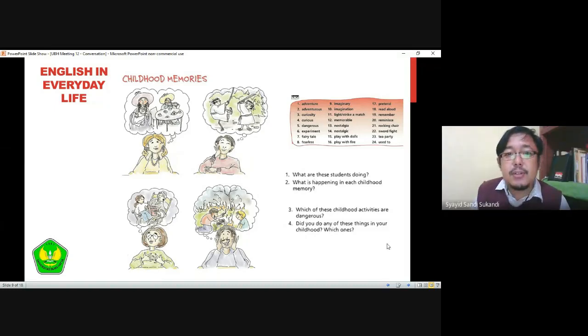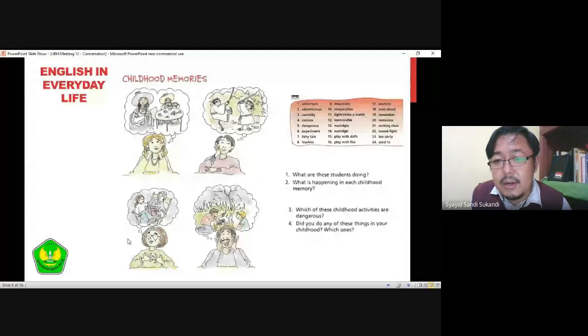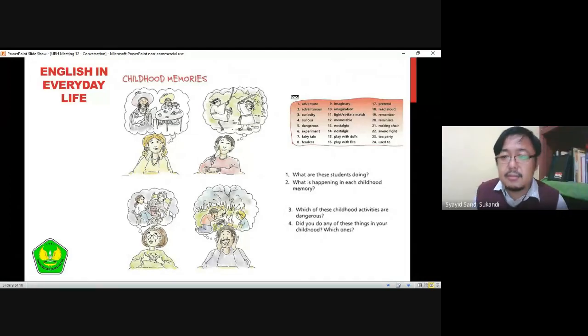Okay, and I will show you the Cambridge Dictionary after this. Fairy tale, fearless. Is there any other word? Reminisce, rocking chair. Rocking chair is like this. That's rocking chair. This one is sword fight, fighting with a sword. Read aloud. Light or strike a match. Ini berarti maksudnya nak main marcun. Okay, yeah, match. And then play with dolls.